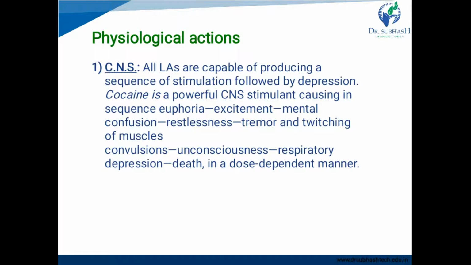So first, there are stimulated situations like euphoria, excitement, mental confusion, restlessness, tremor, twitching of muscles, convulsions, etc. Right? And these situations are followed by depressive situations like unconsciousness, respiratory depression, and death. Right? But these all actions are in a dose dependent manner. Okay.